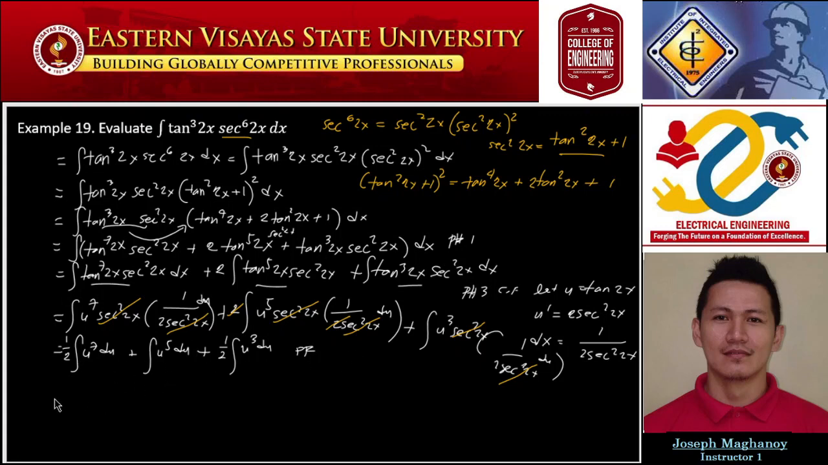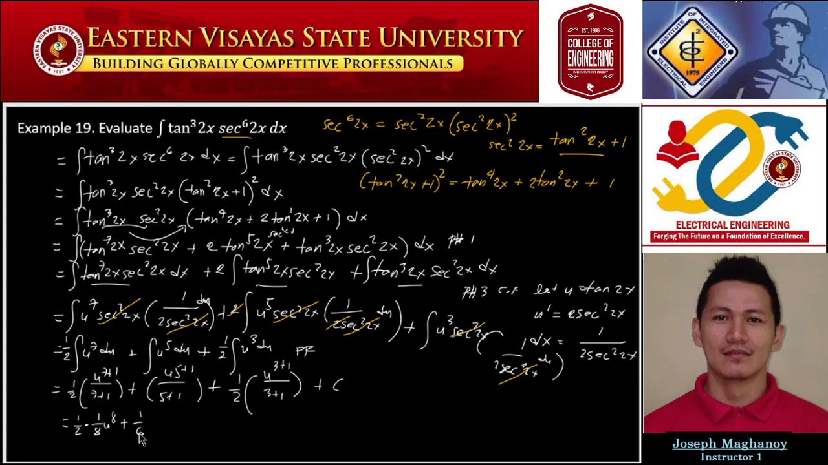So we apply our power formula. So 1 half quantity u to the 7 plus 1 over 7 plus 1, plus quantity u to the 5 plus 1 over 5 plus 1, plus 1 half quantity u raised to 3 plus 1 over 3 plus 1, plus your arbitrary constant. Okay, so that is 1 half, that is 1 over 8 u to the 8, plus 1 over 6 u to the 6, plus 1 half and 1 fourth u to the 4, plus c.